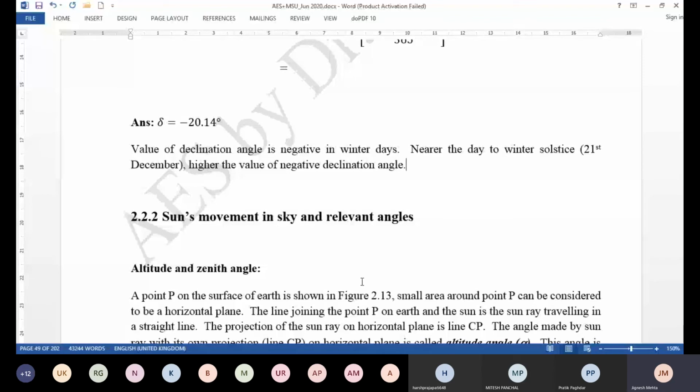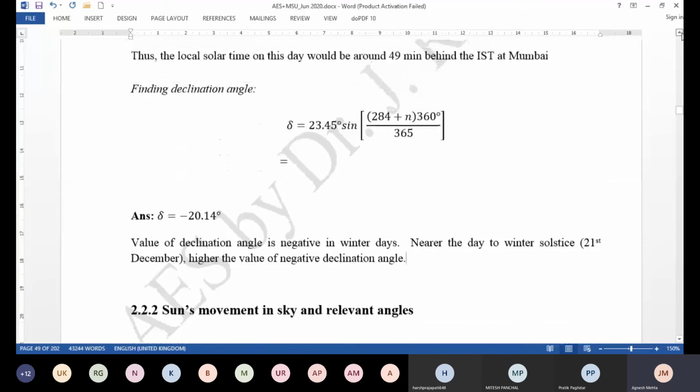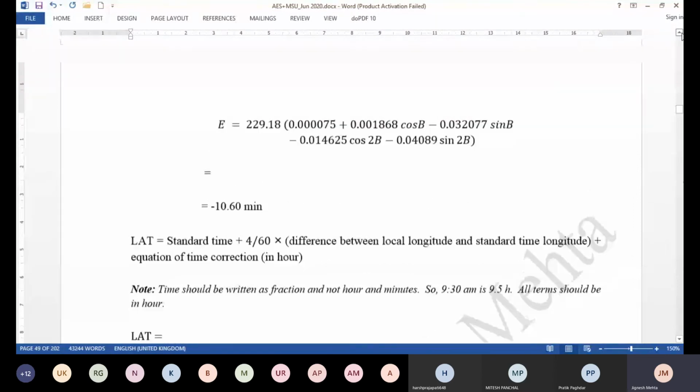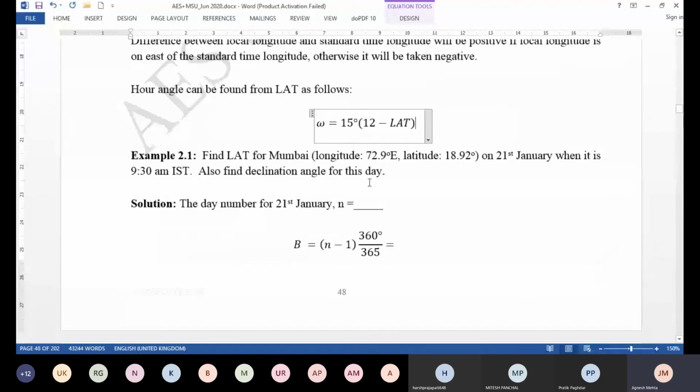Okay. Now the next part involves some calculation, like finding the equation of time correction. Now here you are going to put the value of B. And what is the value of B? The value of B is n minus 1 into 360 degrees upon 365. So 21 minus 1, so 20 into 360 degrees upon 365, you get a fraction. Okay, find that number.